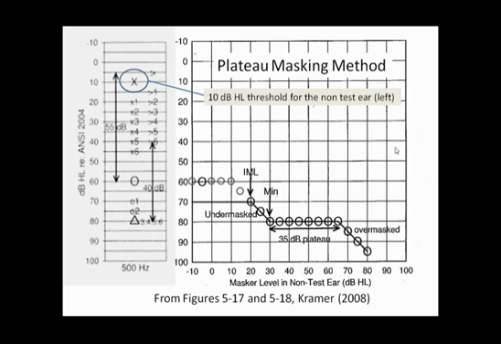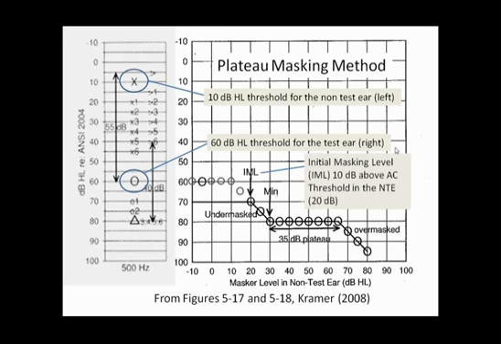Okay, so to review, 10 dB HL threshold for the non-test ear, which is the left ear. And then 60 dB HL air conduction threshold for the test ear. These are both unmasked thresholds. The initial masking level is 10 dB above the air conduction threshold in the non-test ear, which is 10. So 10 plus 10 equals 20. 20 dB HL of masking noise represents the initial masking level presented to the left ear.